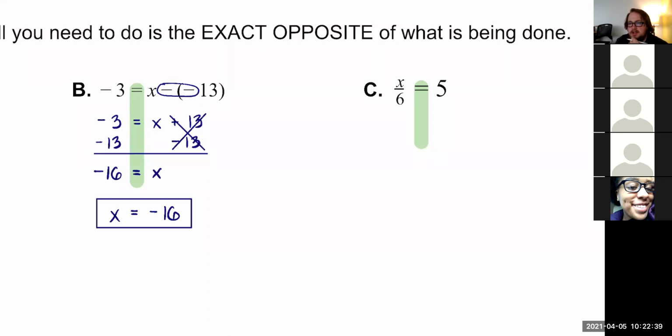Last one-step equation here. What side is my variable on? What else is on the left? 6. But it's in a fraction. Now, earlier, though, we said that those fraction bars also behave as division. So I would have to multiply by 6.